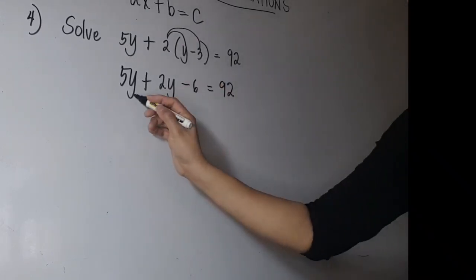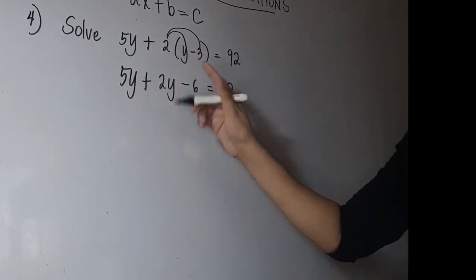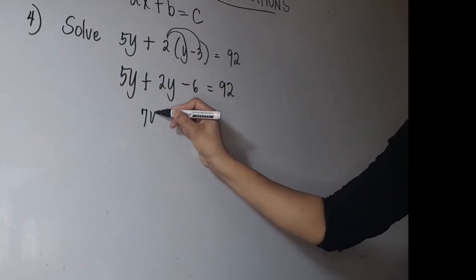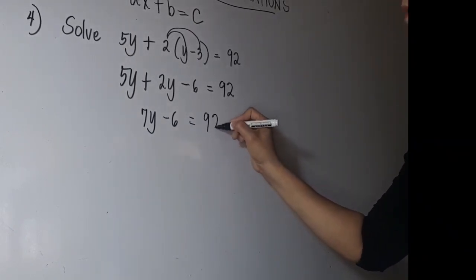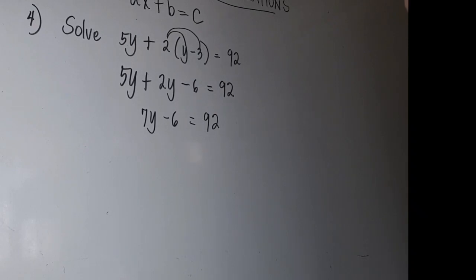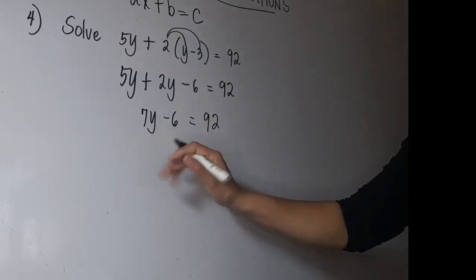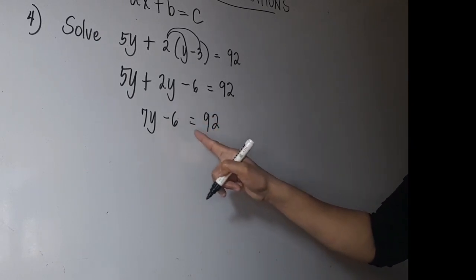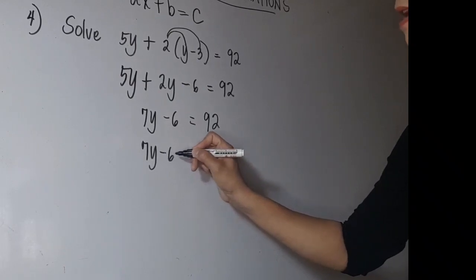Now, let's combine like terms to simplify. 5y plus 2y is 7y, minus 6 equals 92. So, we have simplified. We can isolate the variable by using inverse operation. So, we have 7y, and this is minus 6.